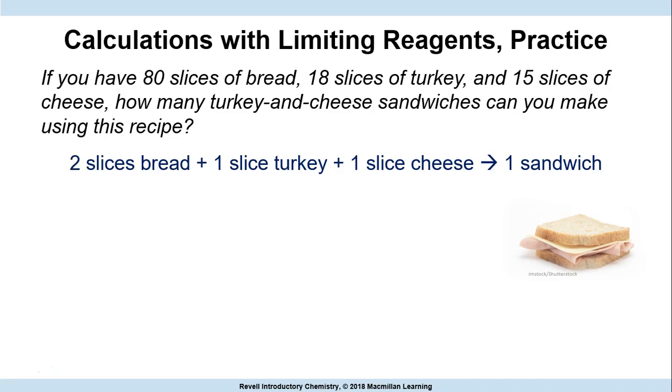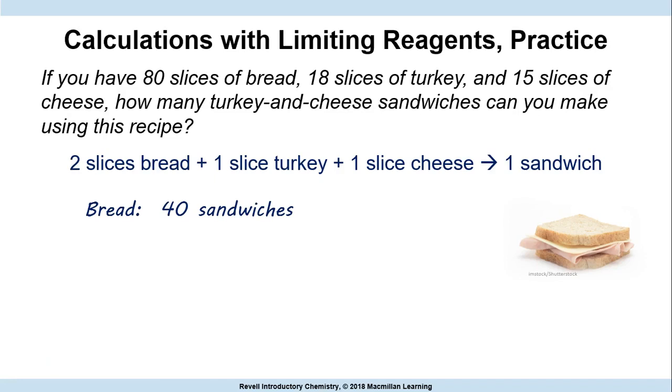So we already know that for us to make one sandwich, we need 2 slices of bread, we need 1 slice of turkey, and we need 1 slice of cheese. So we have been given 80 slices of bread. So that is going to give us 40 sandwiches, because 2 bread slices give us 1 sandwich. So 80 of them will give us 80 divided by 2, which gives us 40 sandwiches.